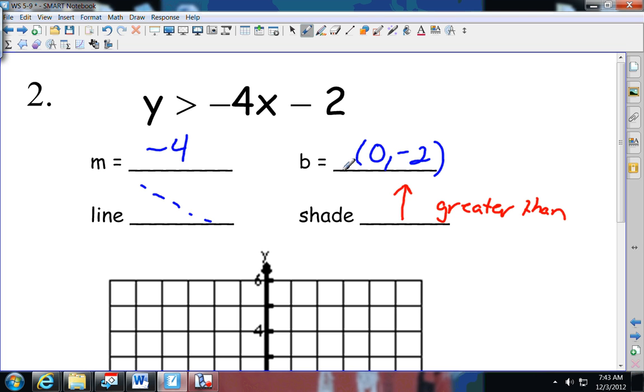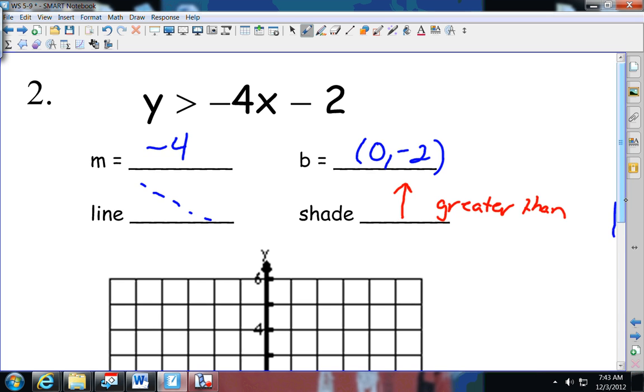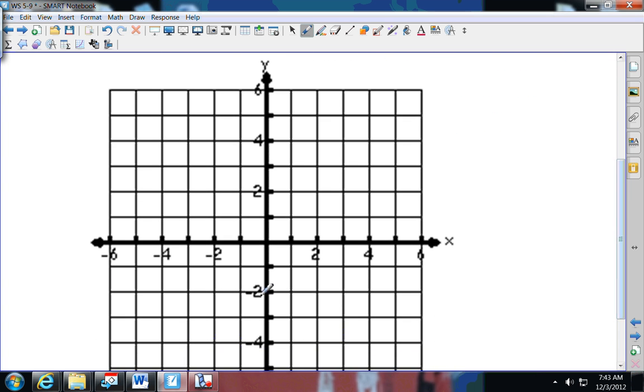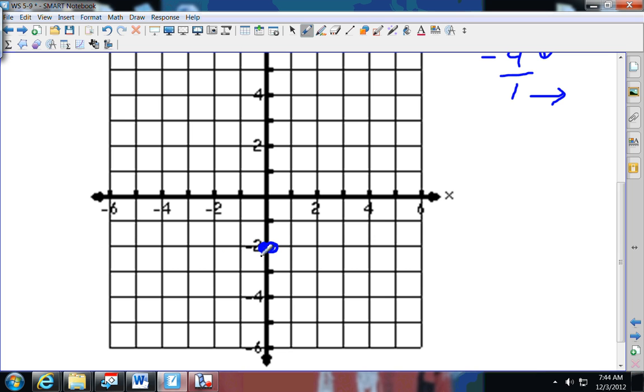Well, so now let's go down here. Right now, put your dot at (0, -2). My slope was -4. Always put a whole number over 1. It's telling me, how am I supposed to move? Down 4 to the right 1. So start at -2. I'm going to have to move down a little bit more. Start at -2, and I'm going to go down 4. 1, 2, 3, whoa. 1, 2, 3, 4 to the right 1.